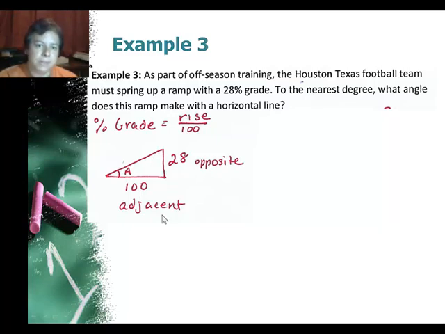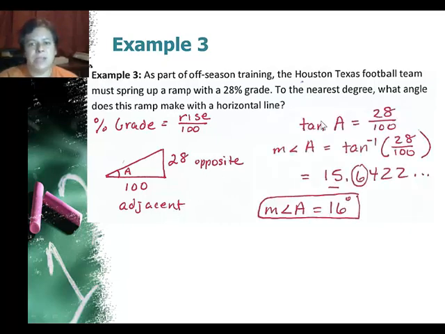I know the opposite and I know the adjacent. The trigonometric function that goes with opposite and adjacent is TOA, tangent. So I set up tangent of A is 28 over 100. Take the inverse tangent because I'm trying to find an angle. And the calculator gives me this big long number. I want it to the nearest degree. So I underline the ones place and circle the tenths, and I need to round up to 16 degrees.